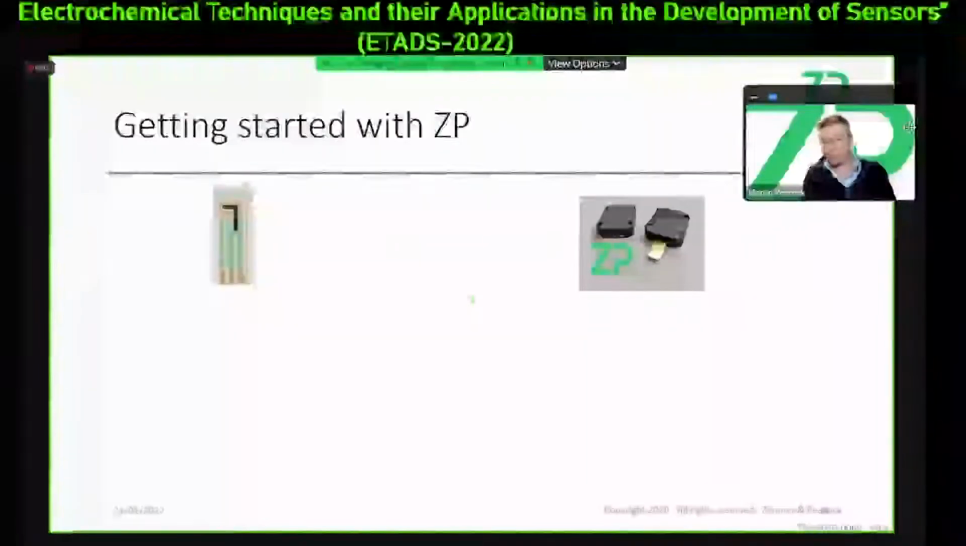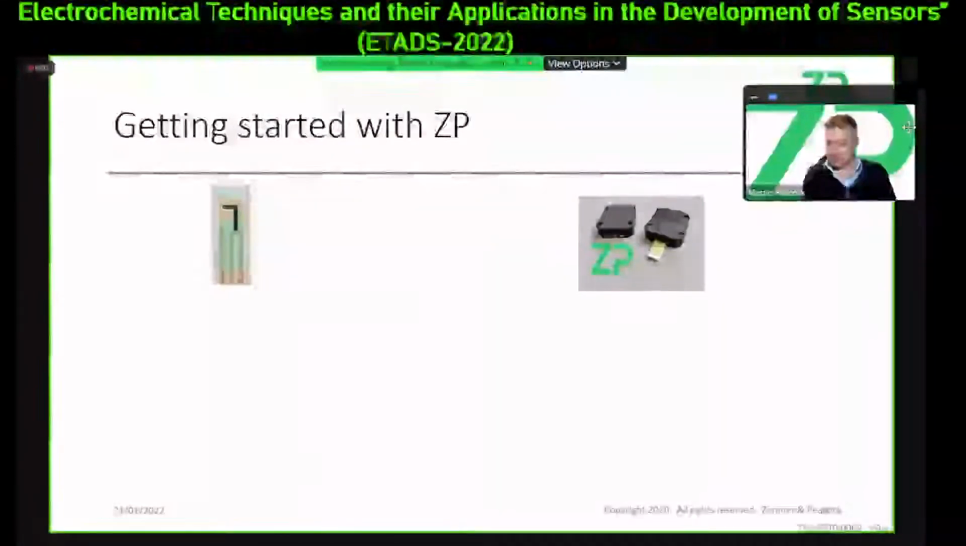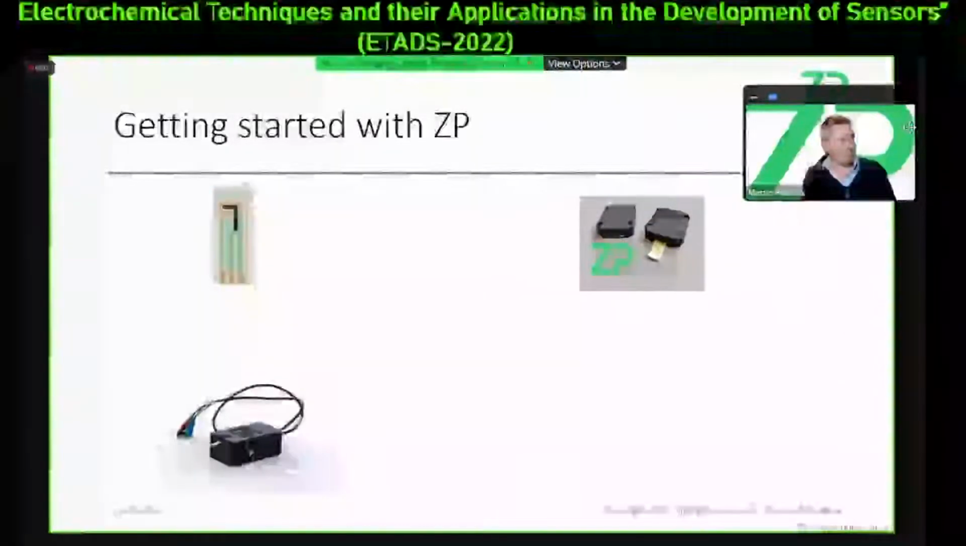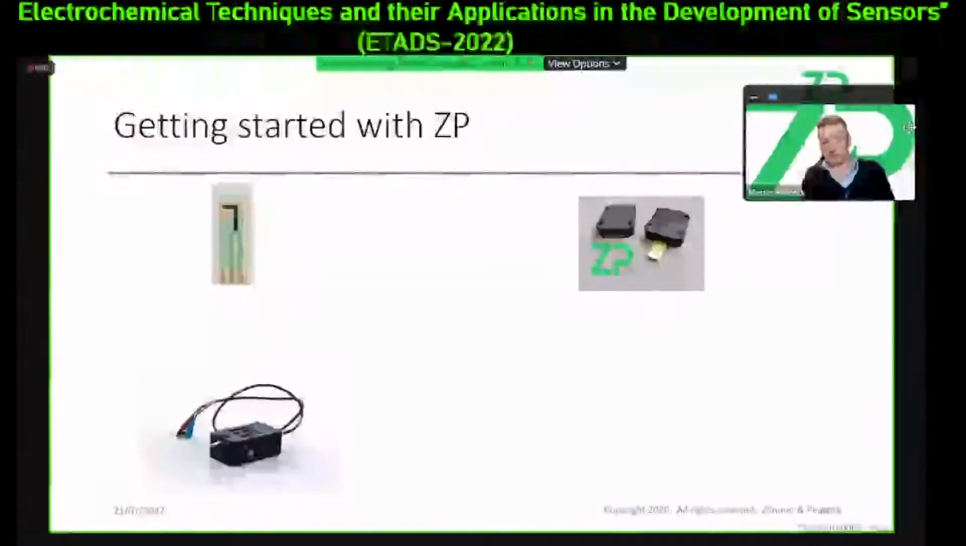Once you've got screen printed electrodes, it is pretty important to make good electrical contact with that screen printed electrode, so you need a connector, and we'll talk about that in a bit. Everything we do at Zimmer and Peacock focuses around biosensing, and those are electrochemical biosensors. Therefore, in the R&D phase, you need a potentiostat. So this is our Anapot potentiostat.